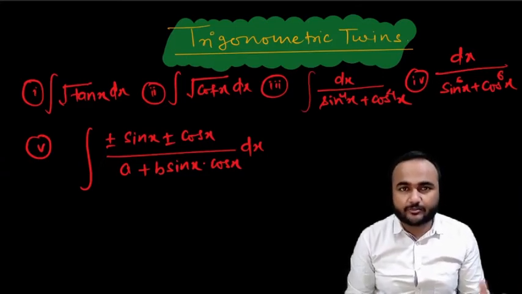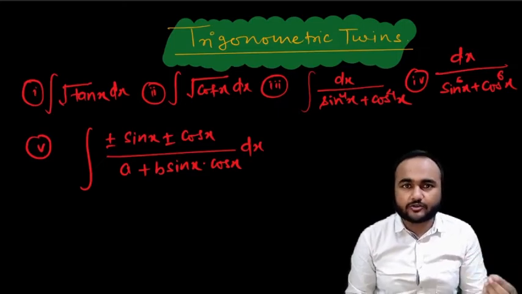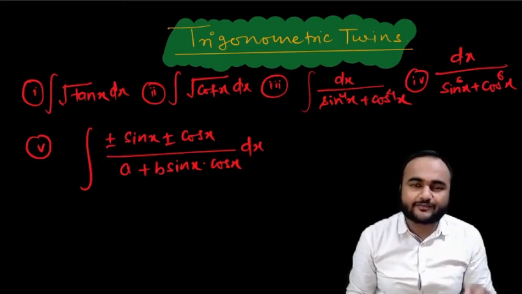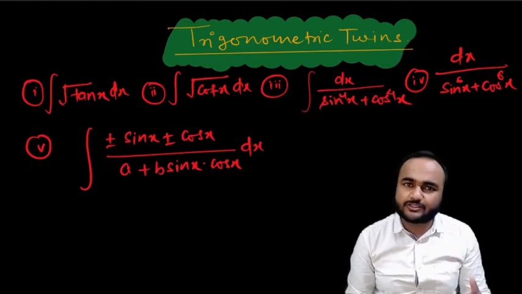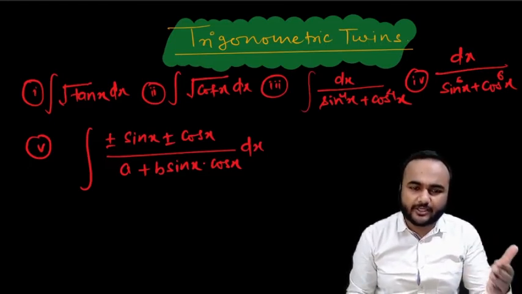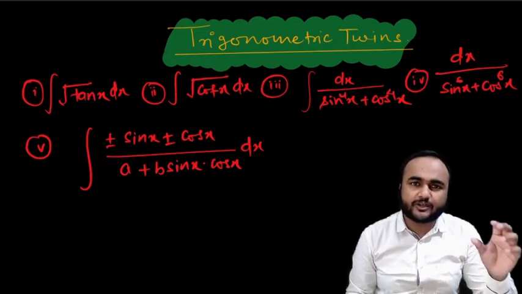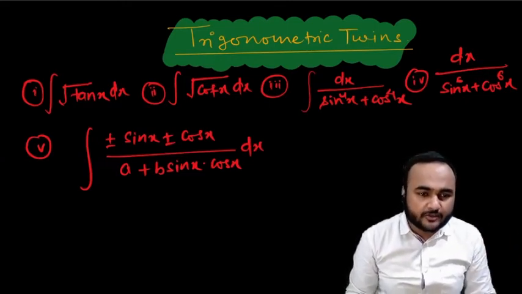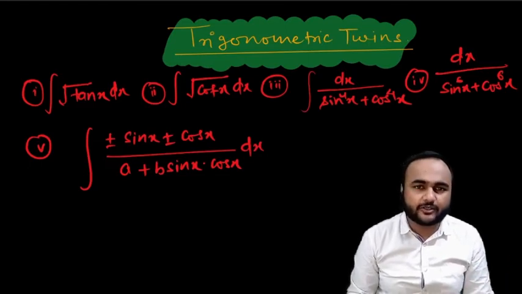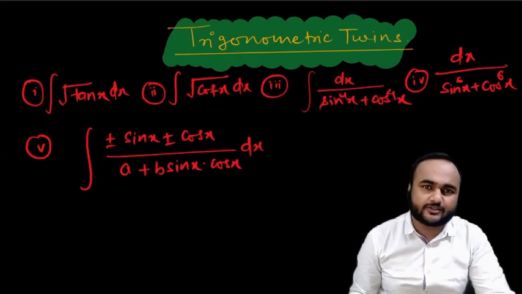Why are they known as trigonometric twins? Because they contain trigonometric functions, and when you integrate these functions, you will find that after a few steps of integration, they are going to become the same. They are going to be solved using the same method, same procedure, and they will involve the same functions to be integrated. So that's why these are known as trigonometric twins. So let's get started and see how we can integrate these functions one by one.